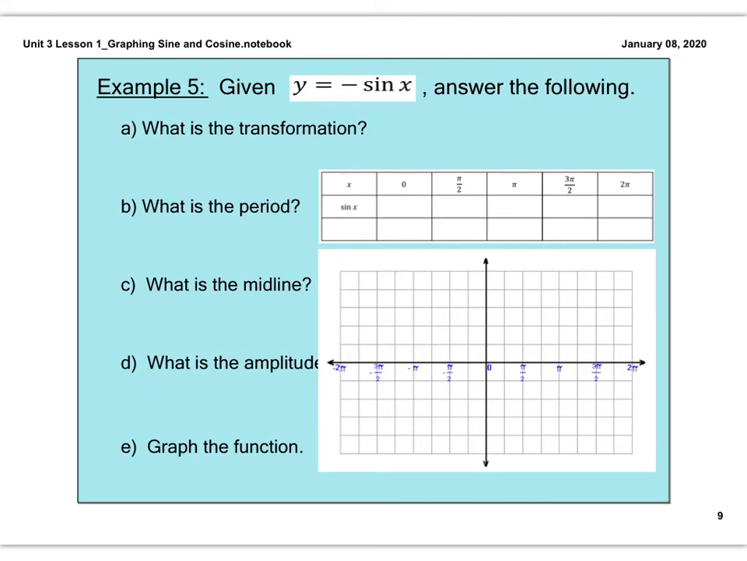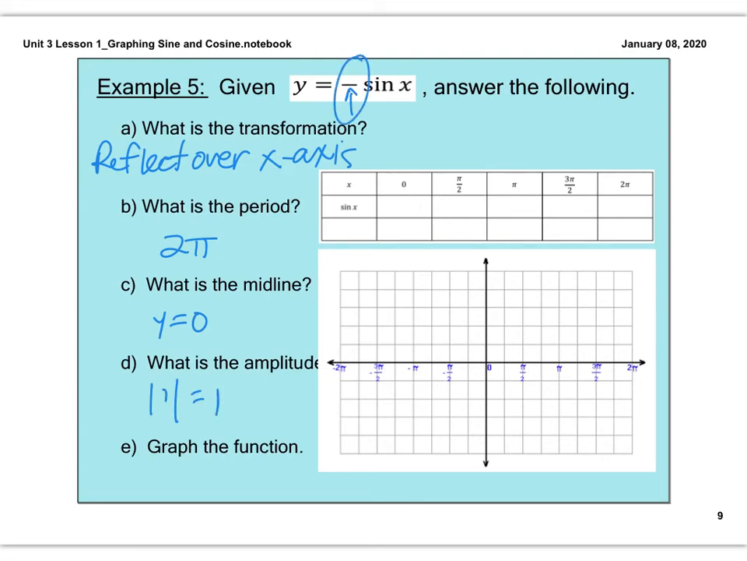All right, here we go. Let's try another one. So what is the transformation? I can see the only thing that's really changed is there's a negative sign here. When there's a negative sign in the A, in the amplitude, that means it's going to reflect over the x-axis. So the period will still be 2 pi. The midline will still be at y equals 0. The amplitude will still be the absolute value of -1, which is 1.